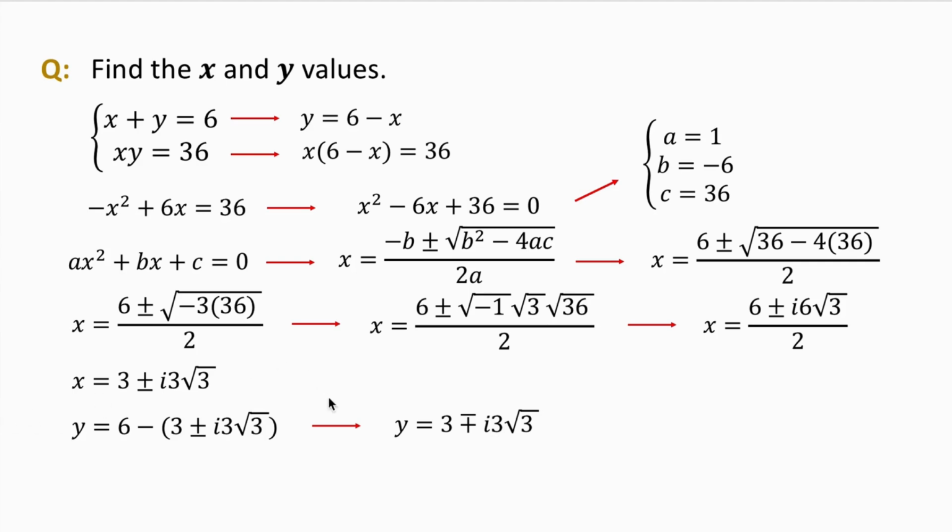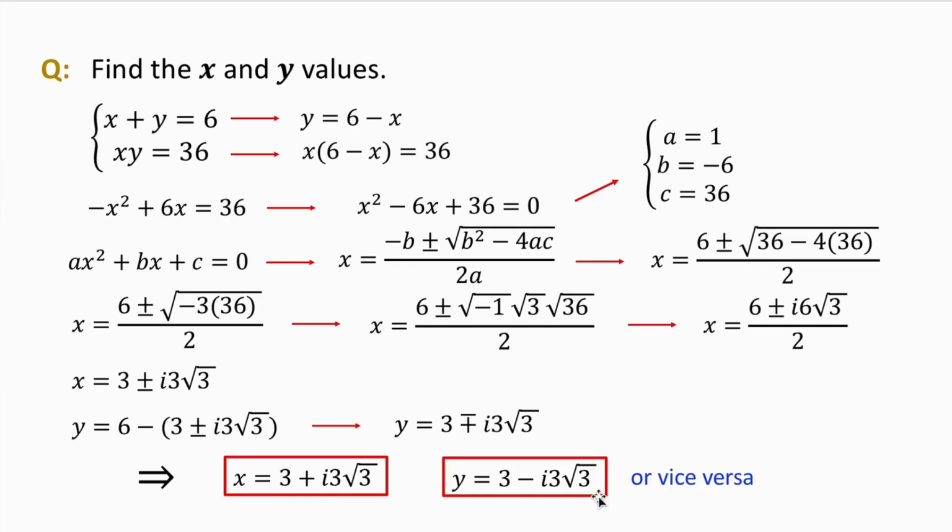So x and y are complex numbers. So our two solutions will be these two. Or when we change plus by minus in x and minus by plus in y value, because each can take two values. And that's it. Even though the discriminant was negative, we could still find the complex solutions for x and y.